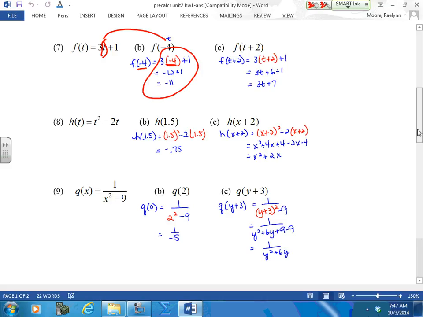In this one, they wanted you to put t plus 2 in here. Same process as this. Go to this guy and just put in t plus 2. That's going to get you ready for today.